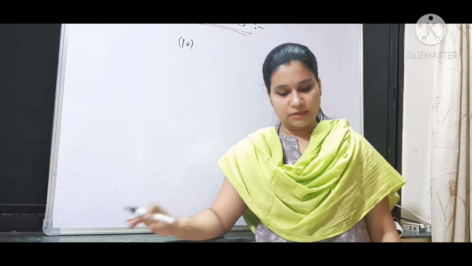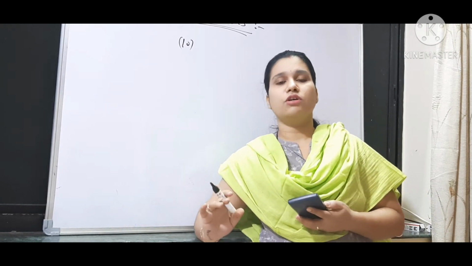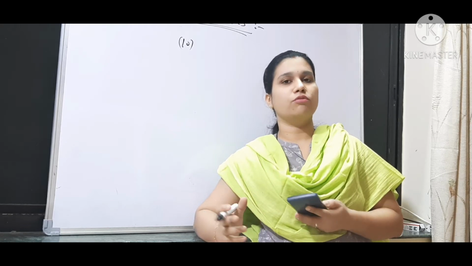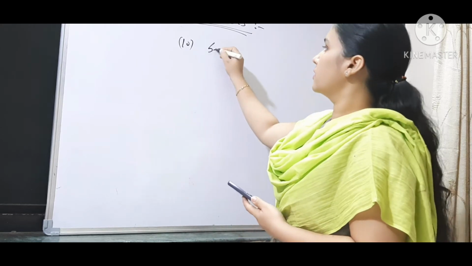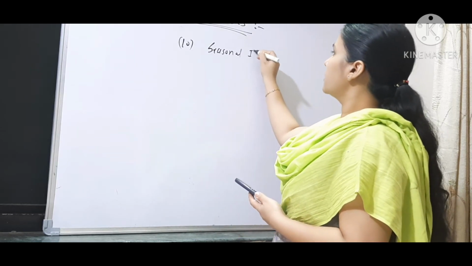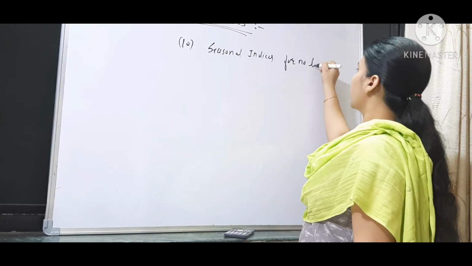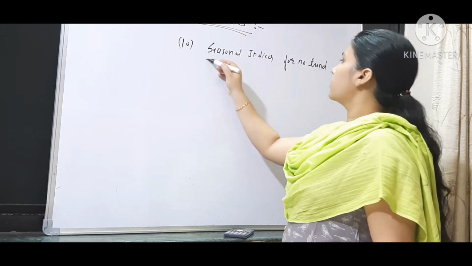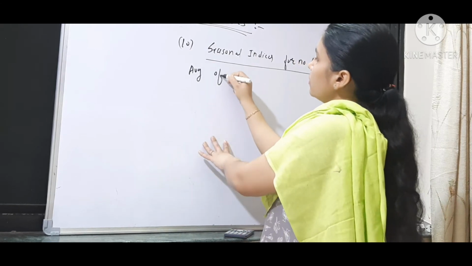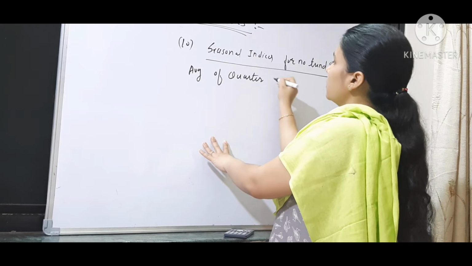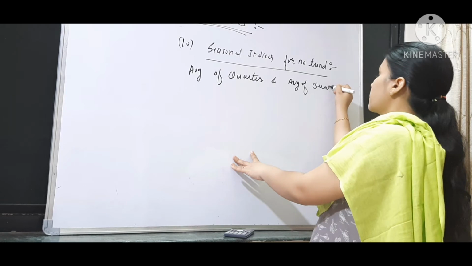If the question is asked about the seasonal indices, we don't have to assume any trend there. So to find seasonal indices, just take the average of quarters. Seasonal indices for no trend: if there is no trend there at all, then what do we have to do? Take the average of quarters and again the average of the quarterly averages. You just have to do this much.